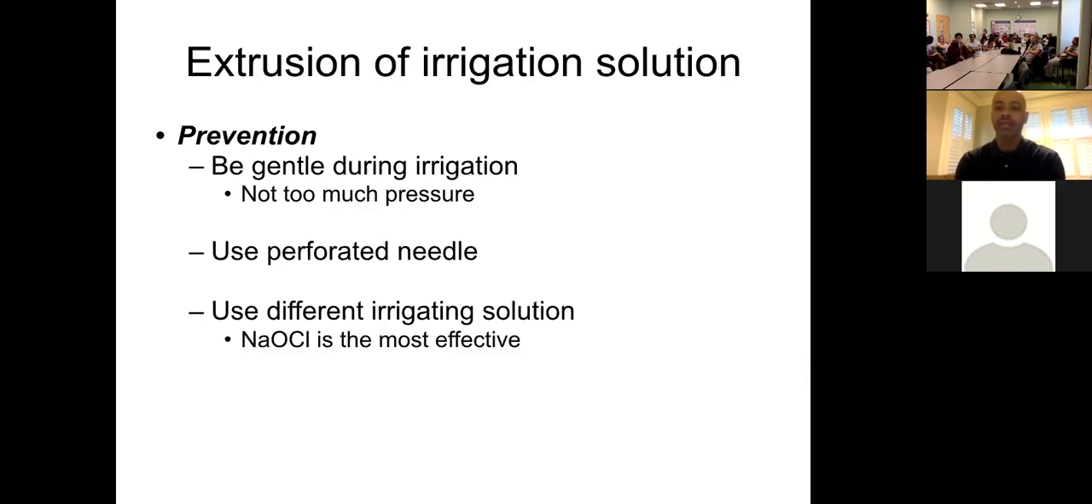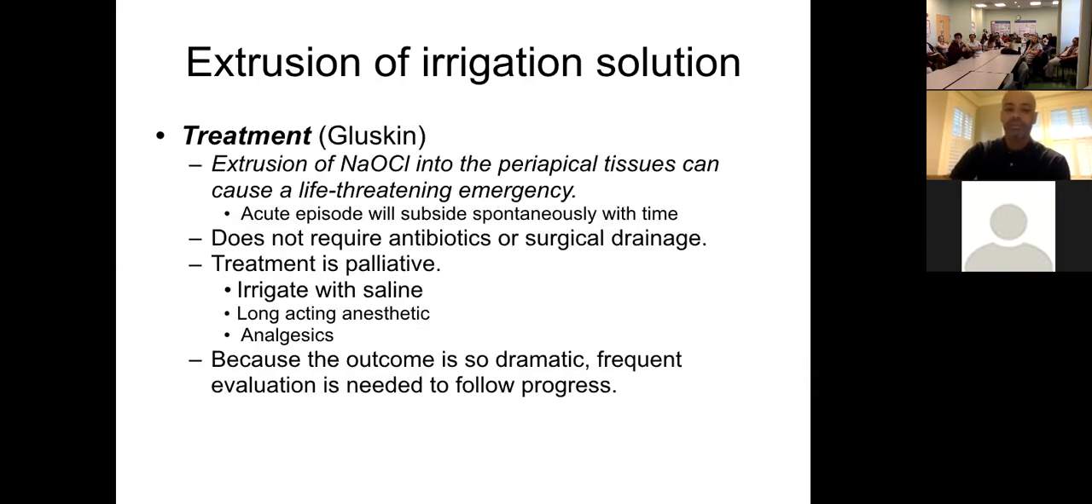Chlorhexidine, there's a new solution called BioPure. It's basically doxycycline. But all studies are going to tell you that sodium hypochlorite is the most effective irrigant. So you basically want to use sodium hypochlorite, but you've got to be careful when you're using it.